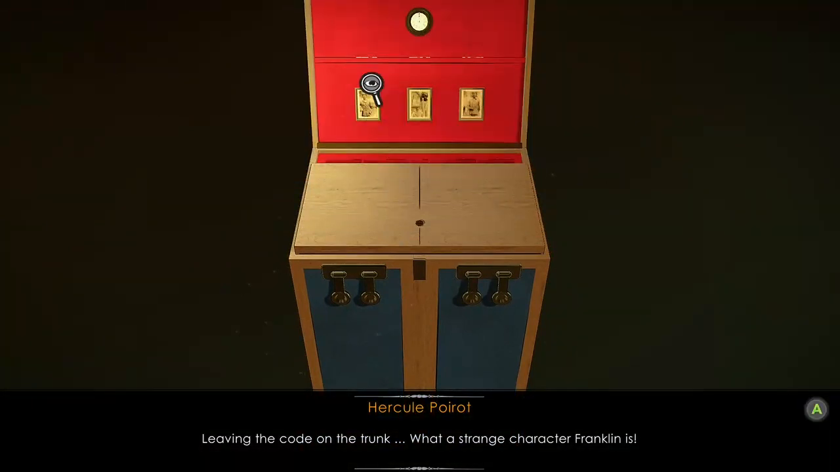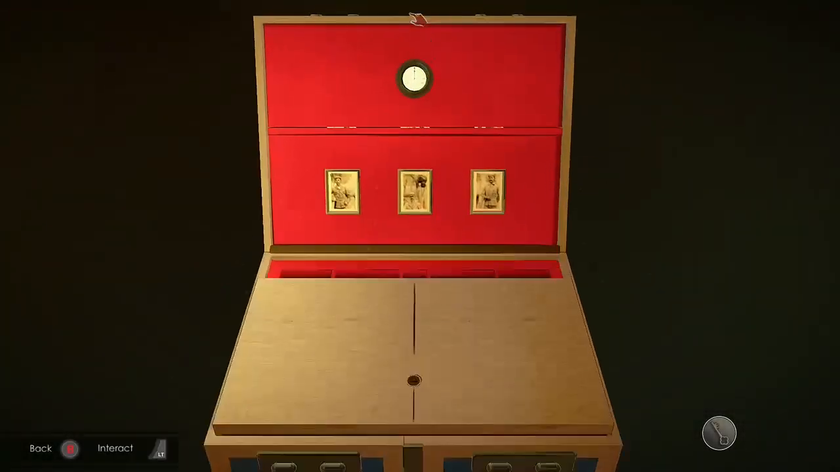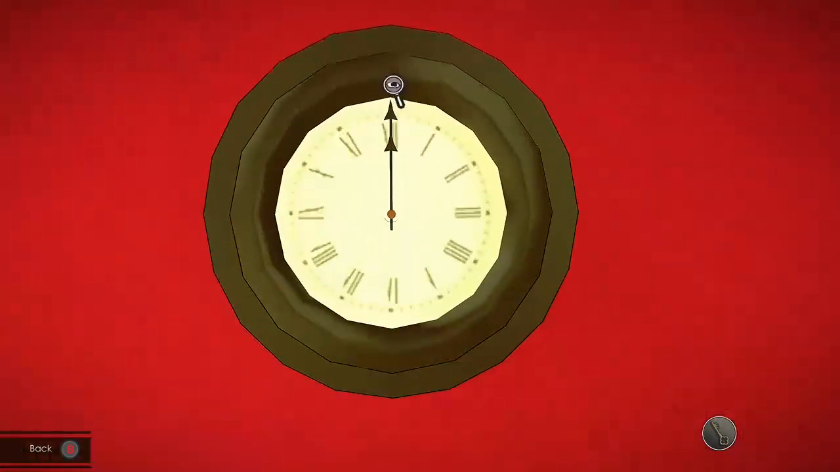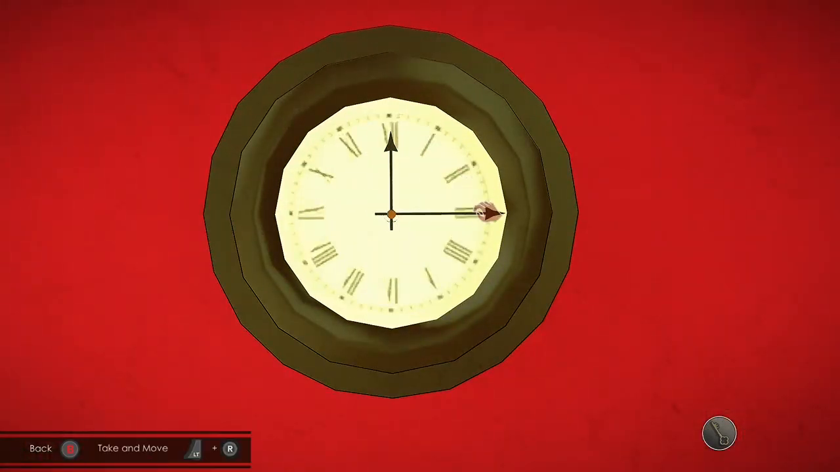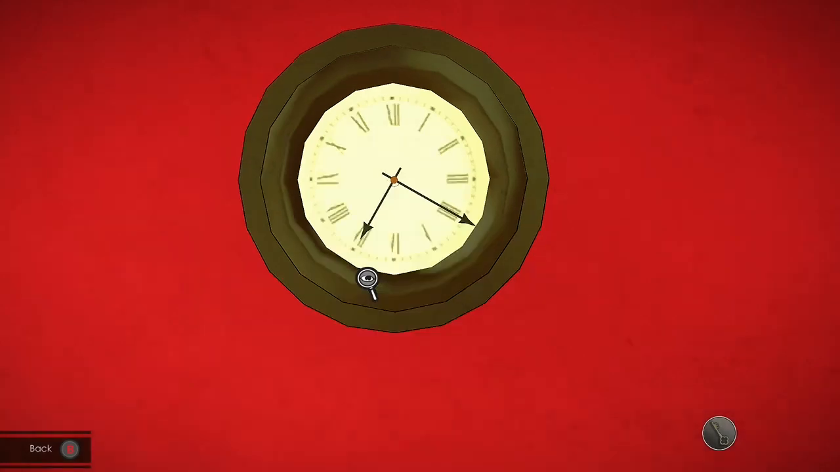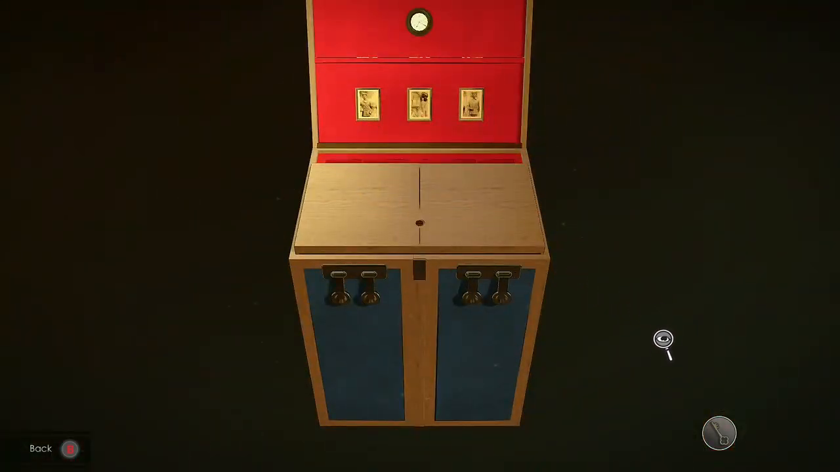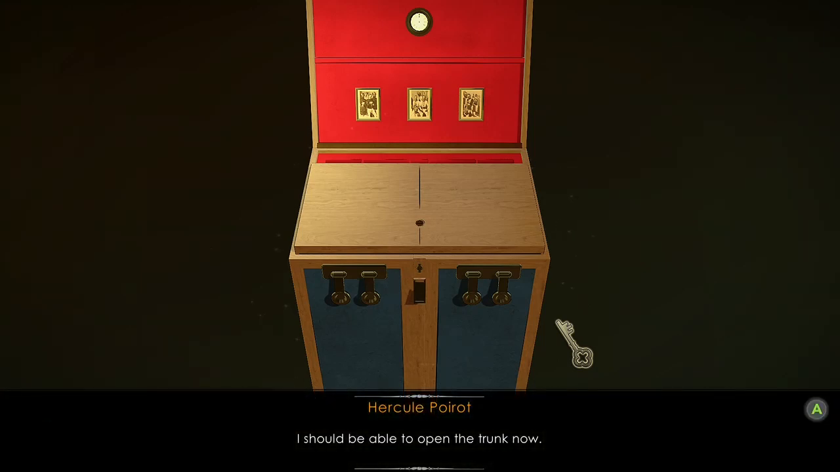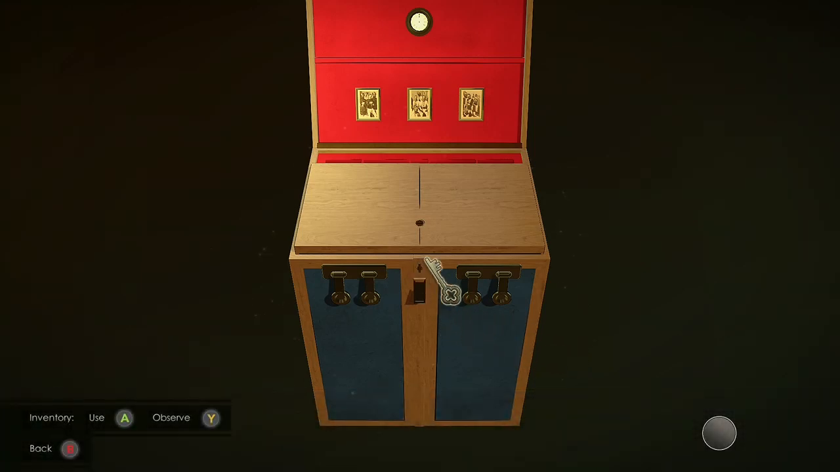Okay, so how am I going to open this trunk? Leaving the code on the trunk. What a strange character, Franklin. Yes, shut up. So that is 20. So, what is this? Okay. I should be able to open the trunk now. Look. Oh, for God. There we are.